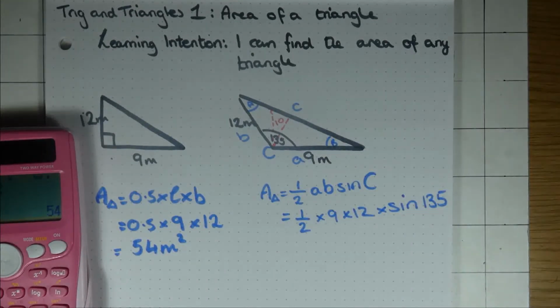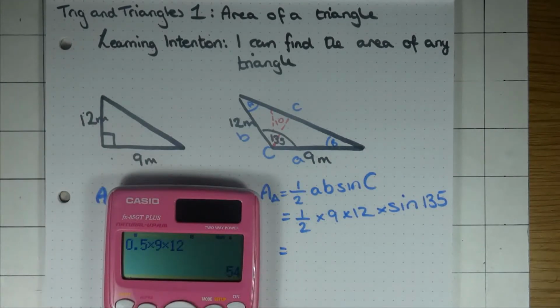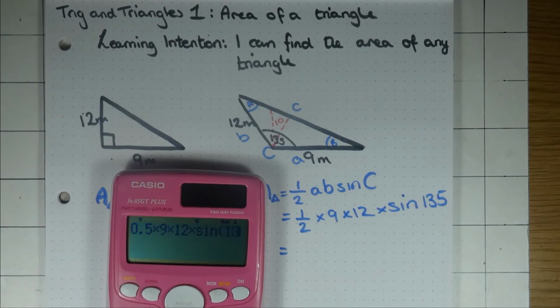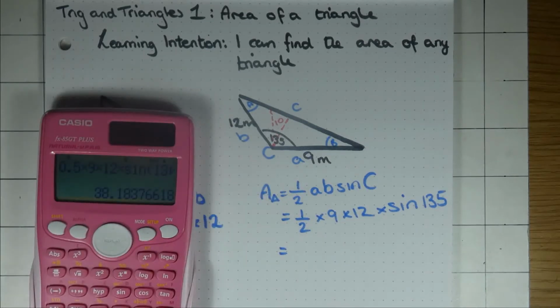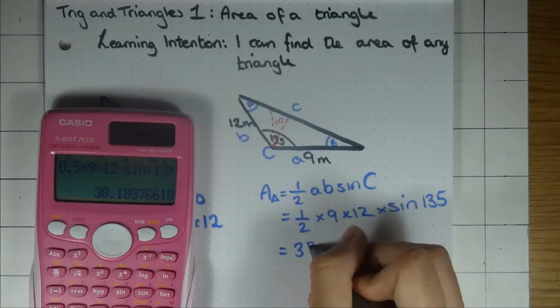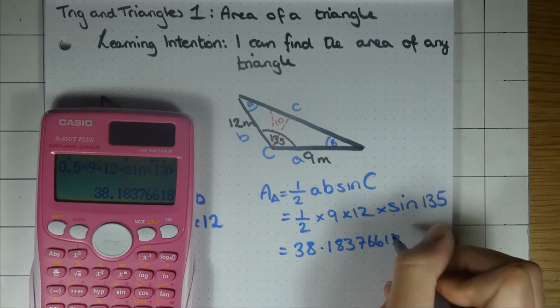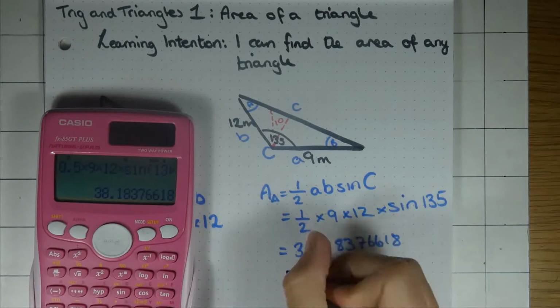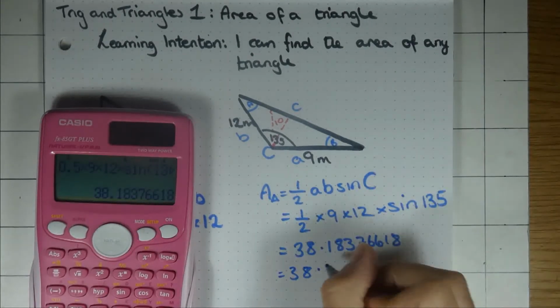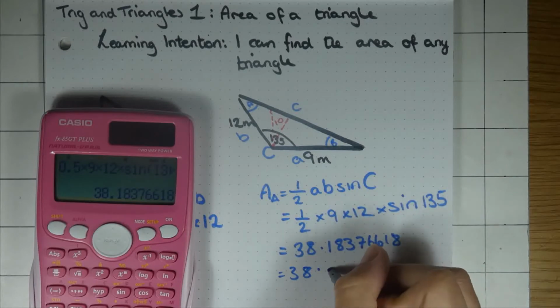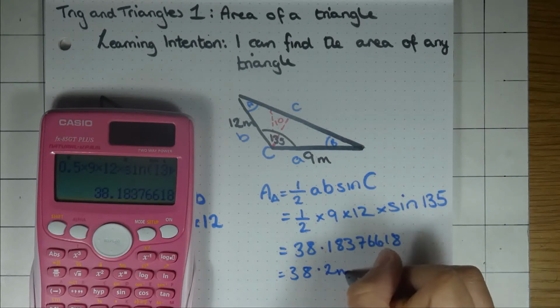Okay? We type that into the calculator, and I've conveniently already got the first bit. Times sine 135, close bracket. Not going to be a nice answer, but remember we hit our decimals and out will come a lovely decimal answer of 38.183766618. Write out that whole thing and round. So we have 38.2 meters squared.